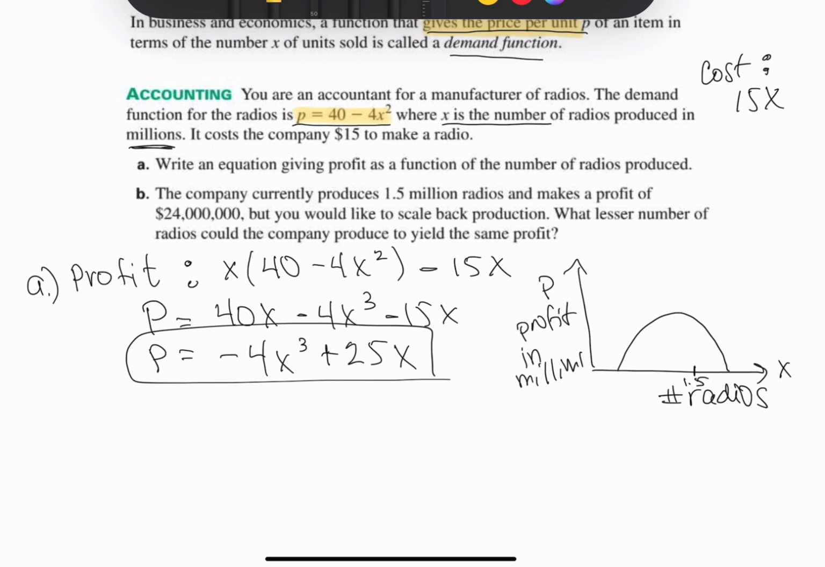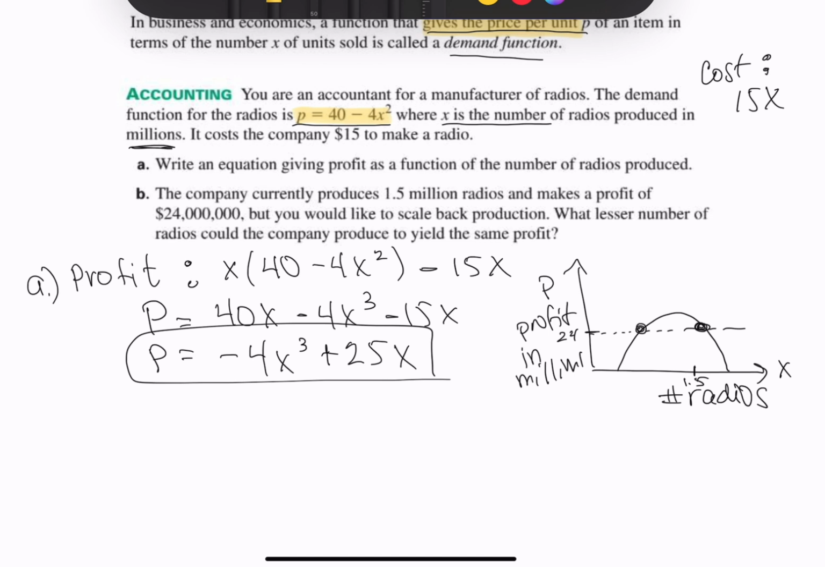And they want something less. But they still want to make a profit of 24 million. So let's pretend 24 million is here. So pretend like you have this line here. Let's pretend that 1.5 million radios gives us that profit. We want this other point right here.